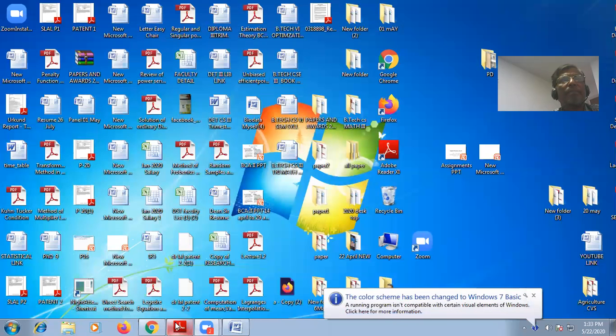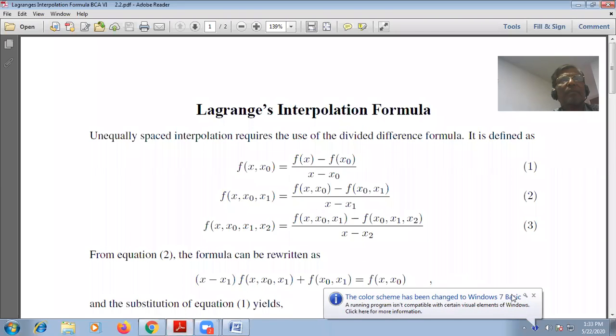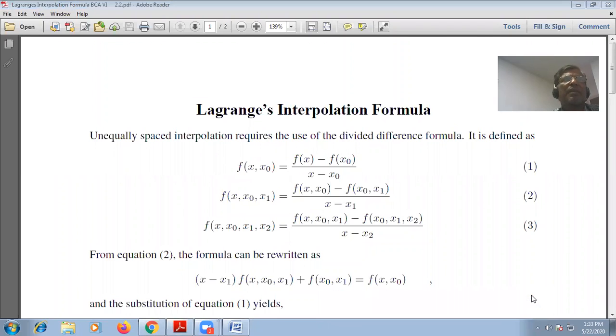So I hope you are recalling the difference formula, the Newton's forward and backward difference formula. So I am sharing here with you, you can see this is Lagrange's interpolation formula.